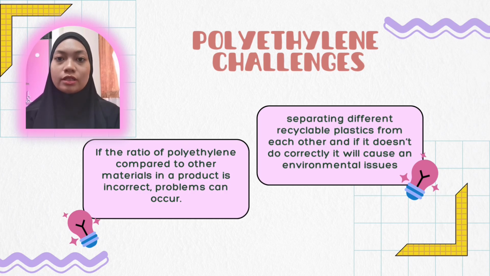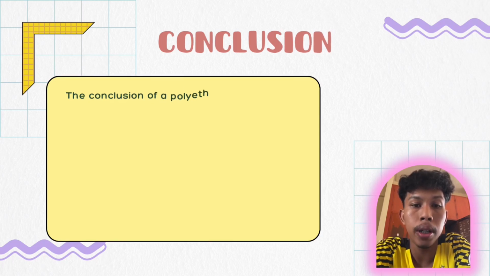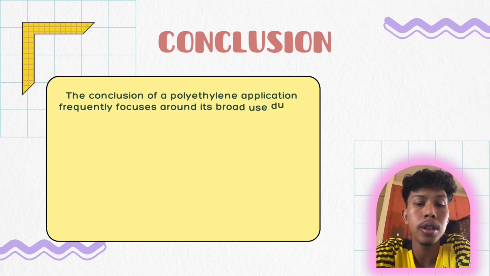Next, separating different recycled plastics from each other, and if it isn't done correctly, it will cause environmental issues. Not only that, it can also cause major equipment damage. The various plastic grades have different melting temperatures. Feeding the wrong plastic grade into the extrusion furnace can result in furnace damage, production shutdown, and operational losses in the millions of dollars.